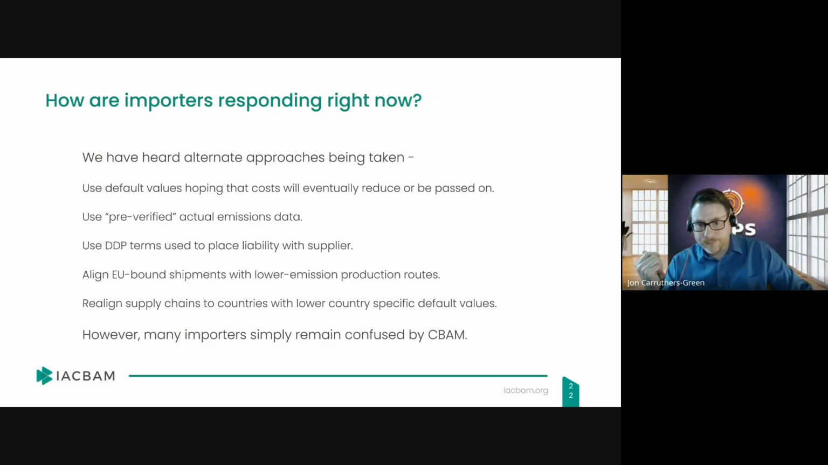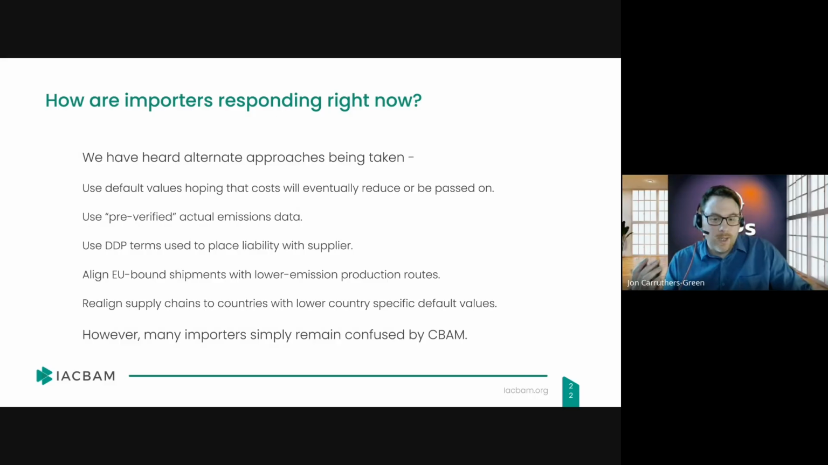We've also seen some suppliers suggest that they'll send lower emission steel to Europe and continue to produce higher emission steel, but try and sell that elsewhere. This was one of the concerns that the Commission knows about and understands, and I don't think it's really something that can be avoided. Some other people have been telling us that they're also already looking at realigning supply chains to countries with lower specific default values.